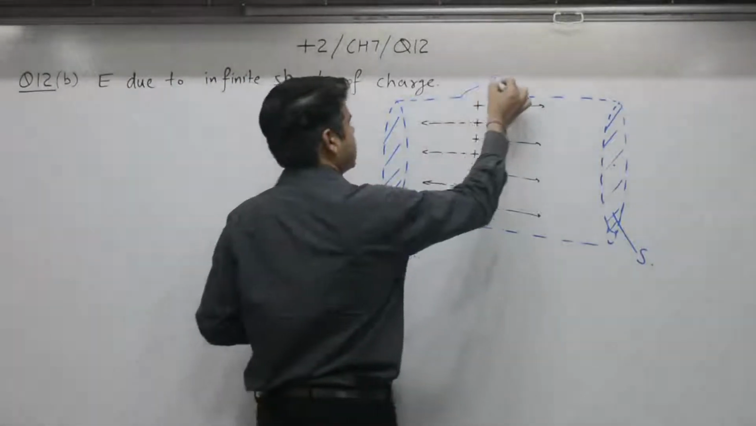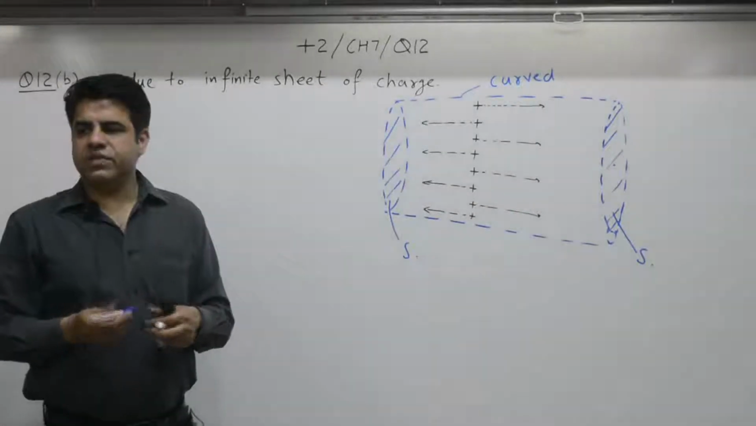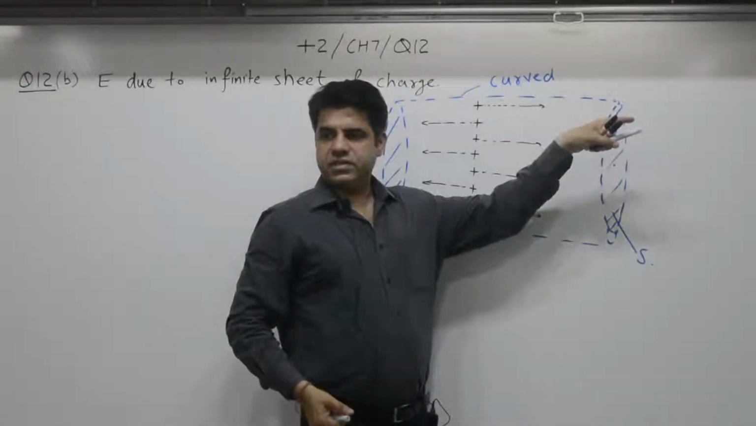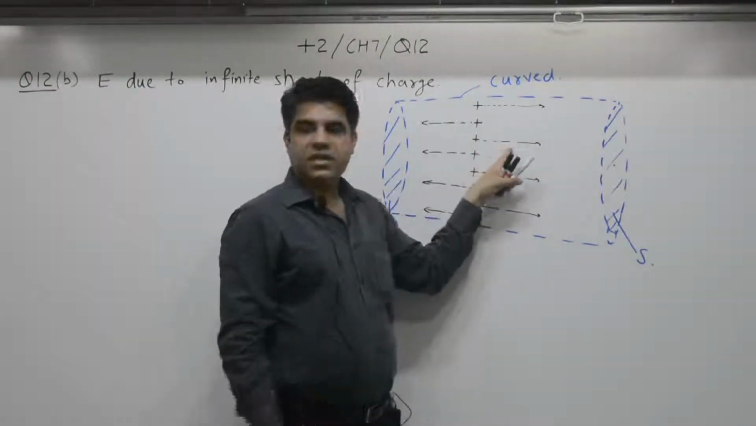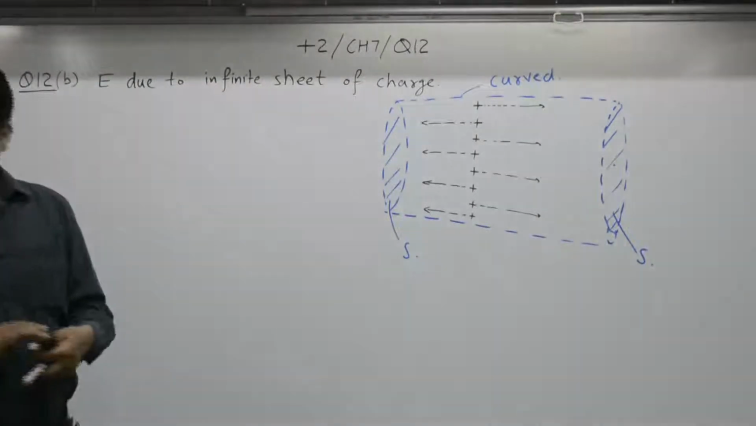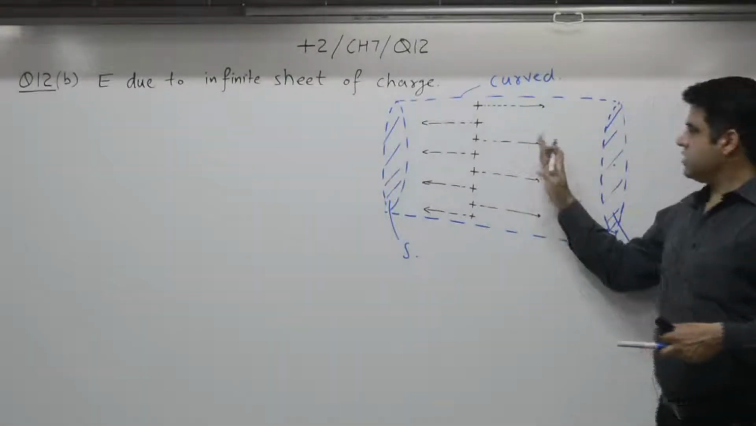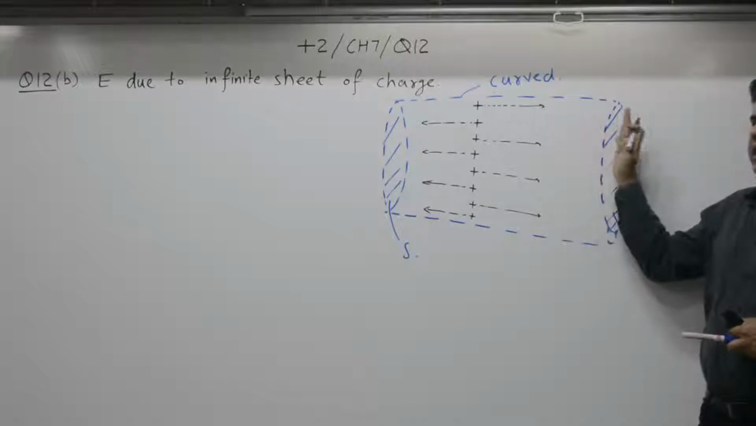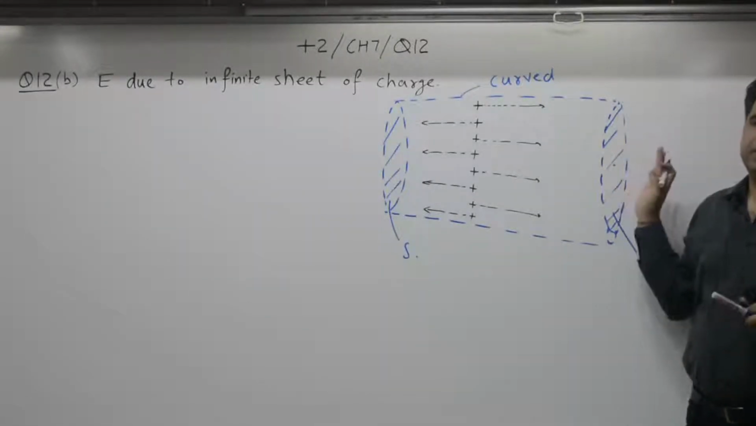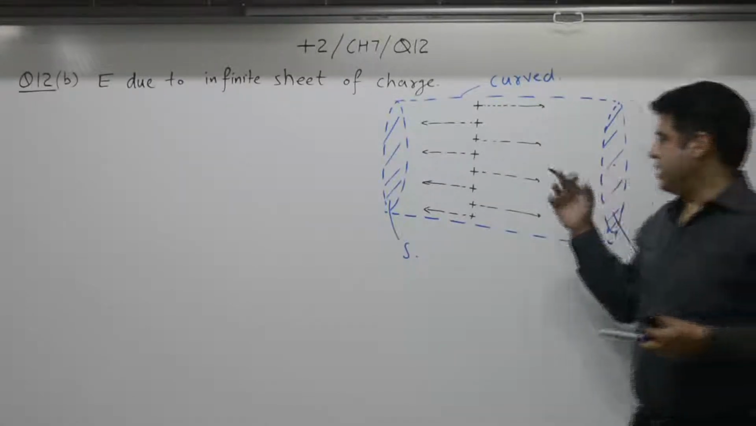This curved surface, no line passes through the curved surface. Why? Lines are parallel to this surface. Lines are neither converging nor diverging. If these lines are parallel, then at any distance the number of lines per unit area will remain the same, because the lines are neither converging nor diverging.